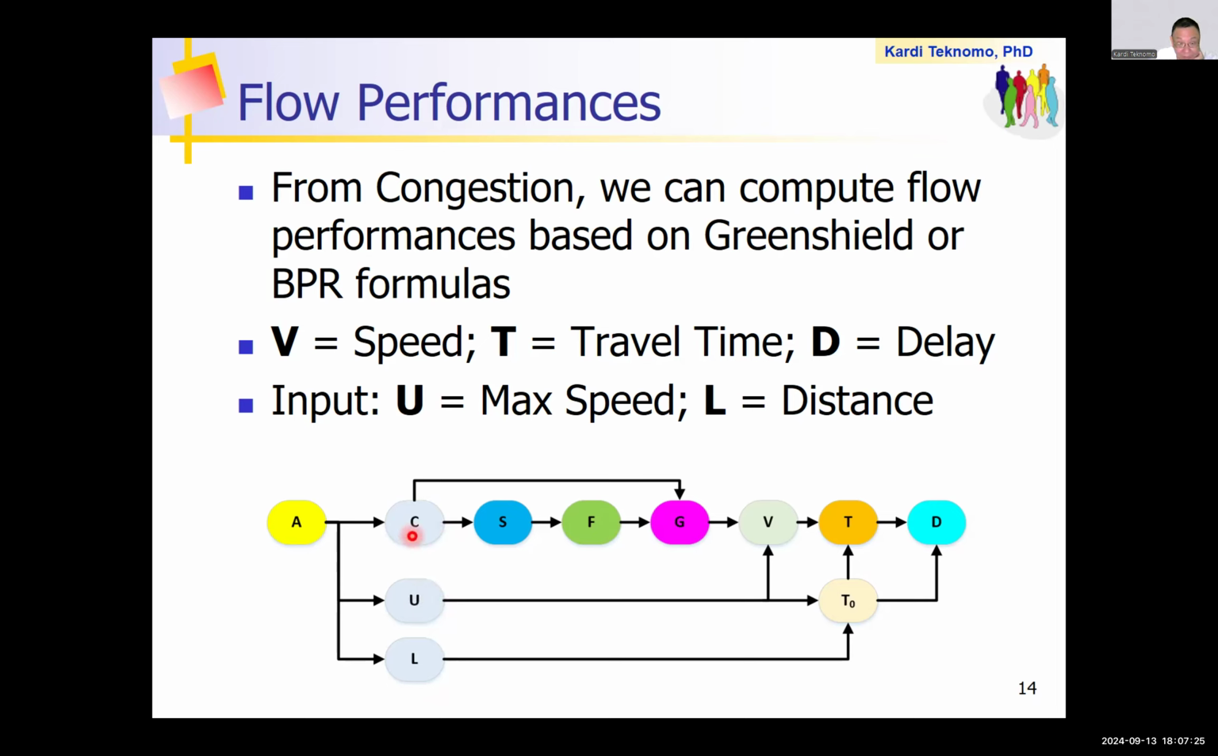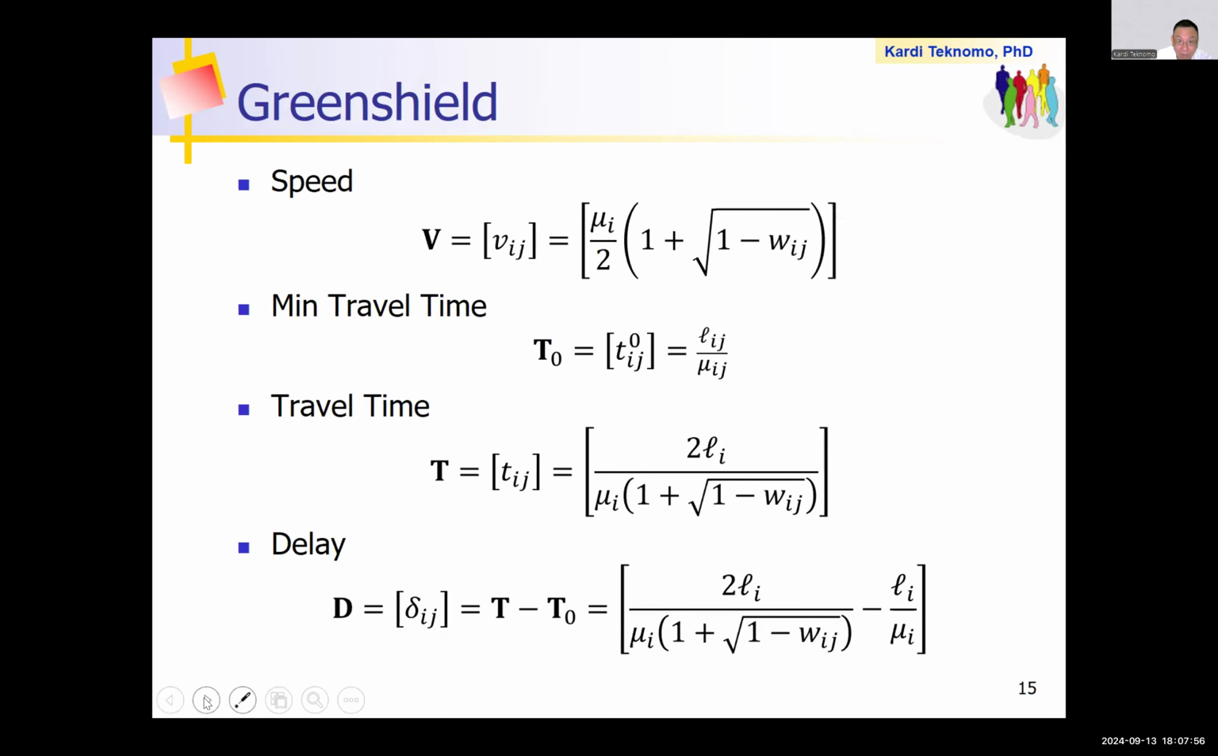Okay. From the capacity matrix, using proportion, we can get the stochastic matrix. From the stochastic matrix, we can get the flow matrix. From the flow matrix and capacity matrix, you get the congestion. G is the congestion. Once you know the congestion, you can calculate the velocity, the speed, for each link. You can also calculate T, the travel time, and the delay. The formula we already learned last week.